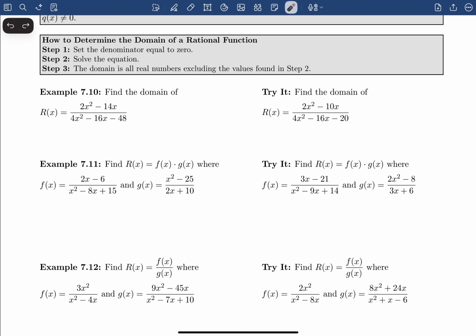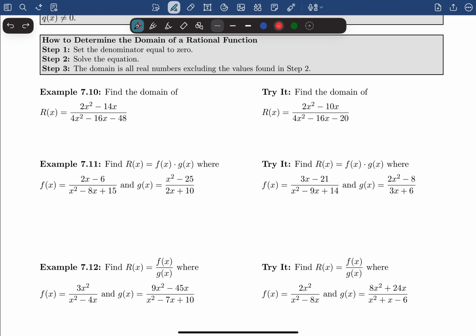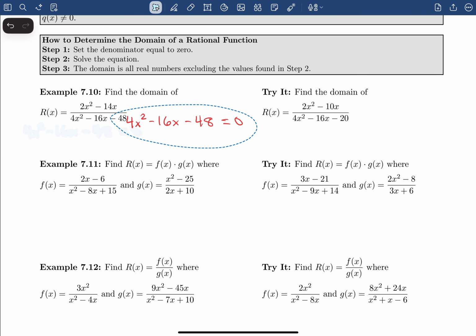So this is example 7.10. I'm going to go through this process. It says find the domain of r of x equals 2x squared minus 14x divided by 4x squared minus 16x minus 48. And so what I'm going to do is set the denominator equal to 0. So I take the 4x squared minus 16x minus 48, and it is now equal to 0. So that's the first thing I do.